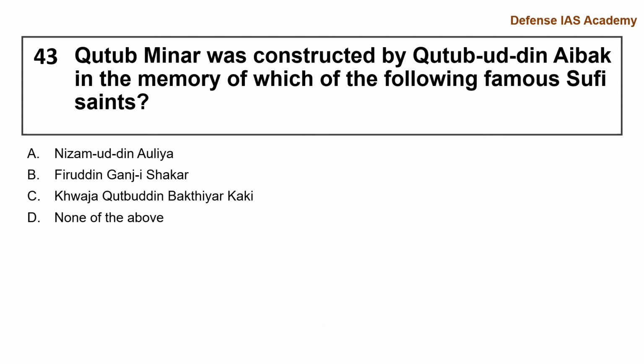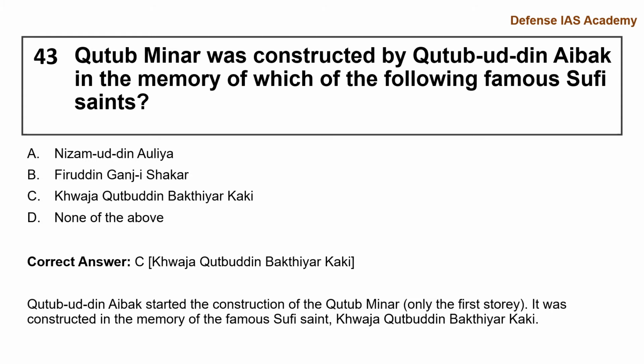Question 43. Qutb Minar was constructed by Qutb-ud-Din Aibak in the memory of which of the following famous Sufi saints? The correct answer is option C, Khwaja Qutb-ud-Din Bakhtiyar Kaki. Qutb-ud-Din Aibak started the construction of the Qutb Minar, only the first story. It was constructed in the memory of the famous Sufi saint Khwaja Qutb-ud-Din Bakhtiyar Kaki.